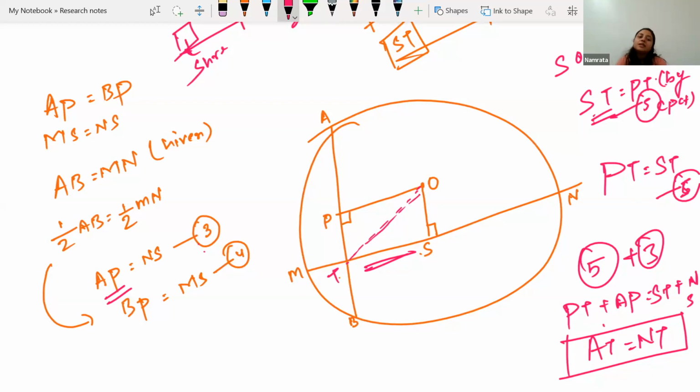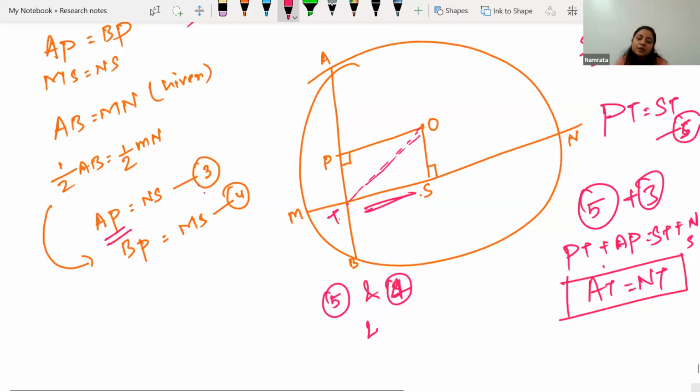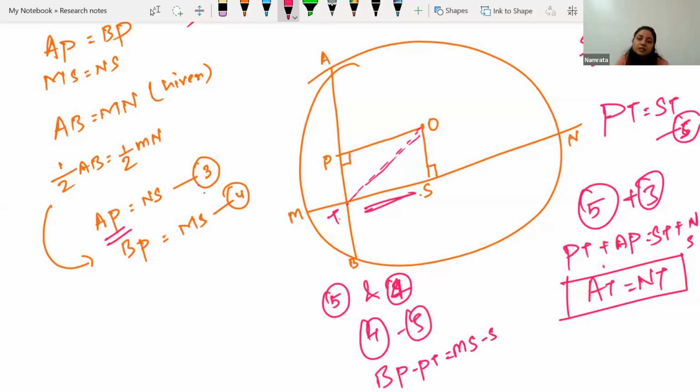So again, I am taking equation number 5. I would take equation number 4, and we will be doing the subtraction. So we will be doing 4 minus 5. That means BP minus PT is equal to MS minus ST.